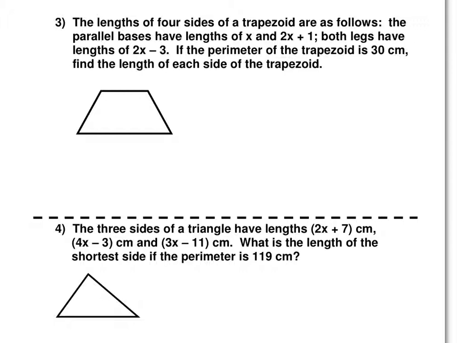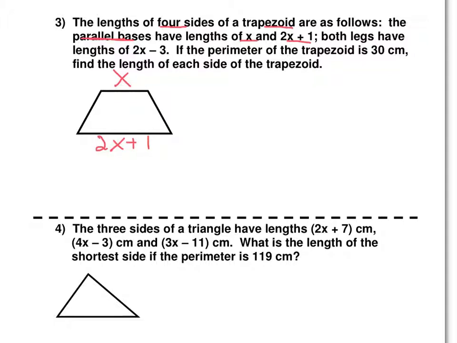We have 3 more problems. We're going to do 5. So we need to read through and identify what we have. The lengths of 4 sides of a trapezoid are as follows. The parallel bases have lengths of x and 2x plus 1. So the parallel bases are here. They're parallel to each other. So you have x and you have 2x plus 1.